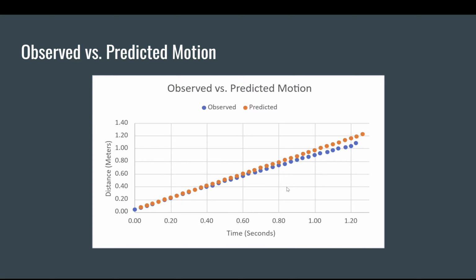Now that we did both, we can put them on a graph together, and here's what it looks like. So as you can see, the orange line is my predicted motion from GlowScript, and the blue line is what actually happened when I rolled the marker. So just a little debrief, my marker did not keep constant velocity. As you can see, it slowed down a little bit, and we'll discuss why that could be in the further slides.